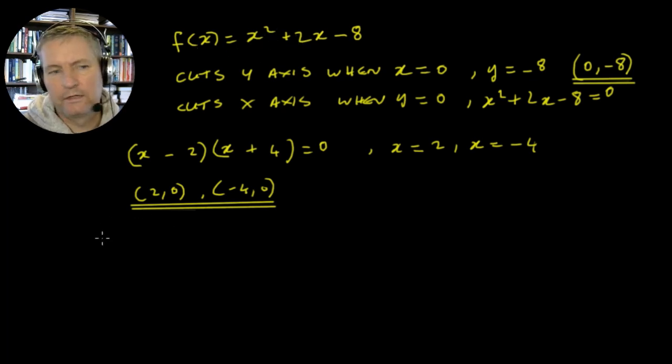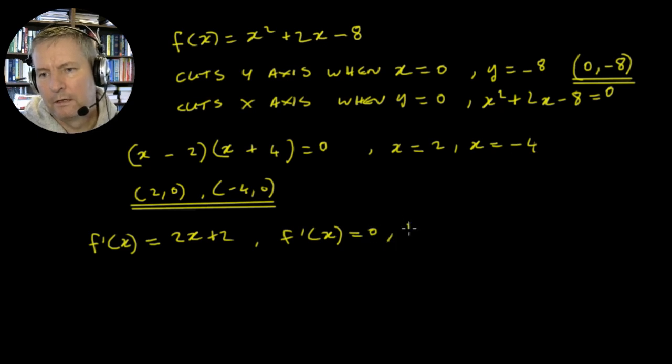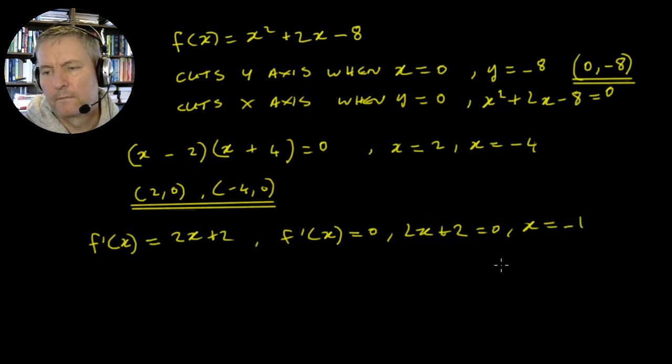So we can differentiate this. So we'll have f derivative of x is equal to, well, that's going to be 2x plus 2. So we get a turning point when f derivative of x equals 0. So that's going to be 2x plus 2 is equal to 0, or x is equal to, well, take the 2 down, so that's minus 1. So we get a turning point when x is equal to minus 1.